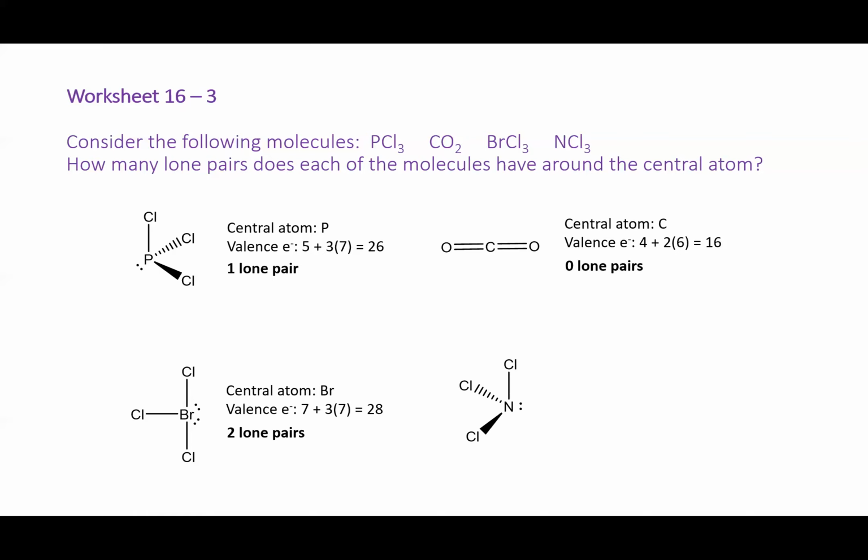So finally, we have NCl3. You might get a structure that looks like this. Our central atom is nitrogen, which contributes 5 electrons, and we have 7 electrons from each of the chlorines, giving a total number of valence electrons of 26. Using the method we have used for our other molecules, assuming full octets for the chlorines, that's 3 times 8, which is 24. So 26 minus 24 is 2. So you have 2 electrons here, and that makes 1 lone pair.